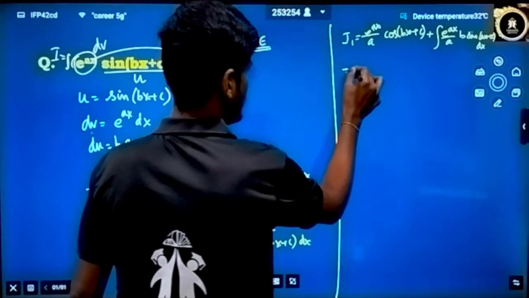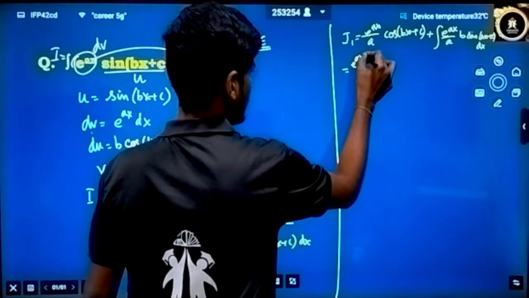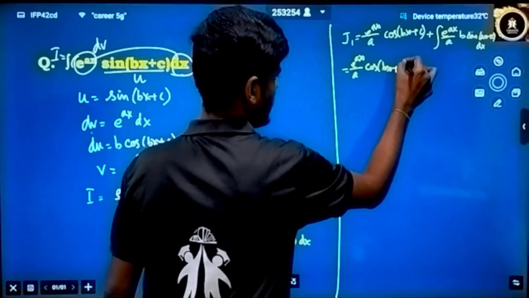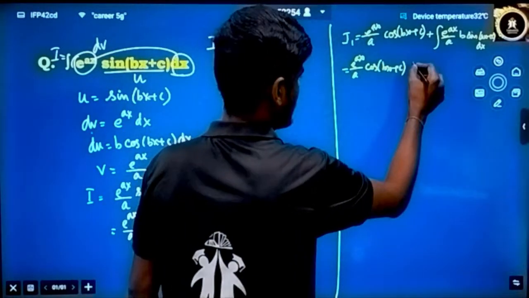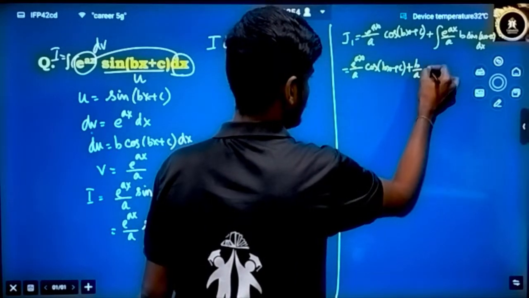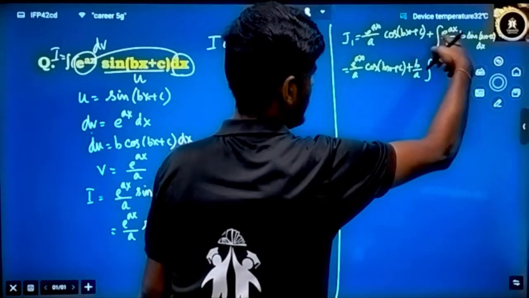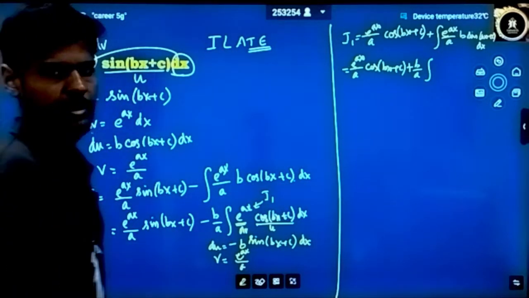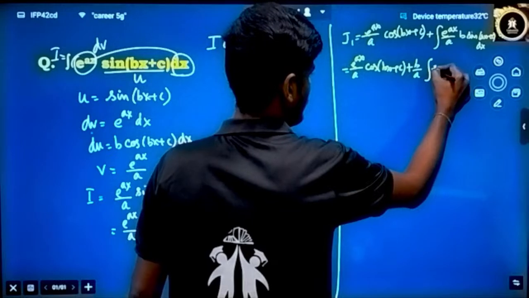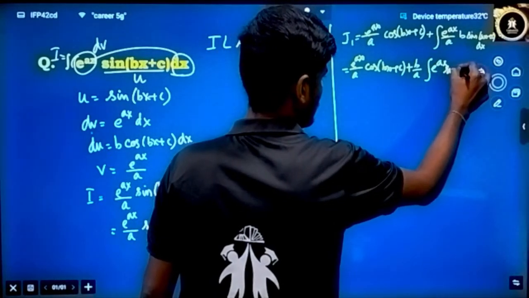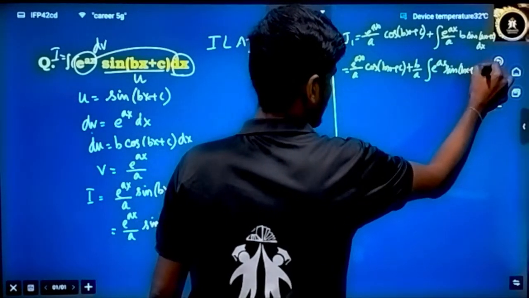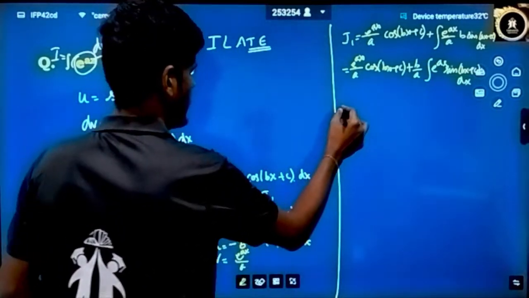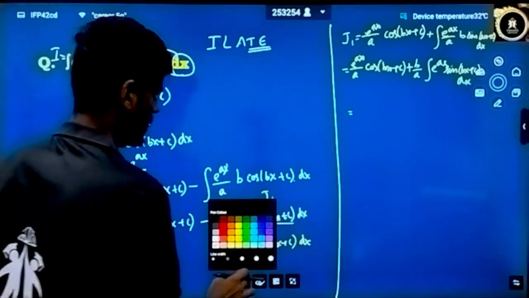So that means this will be equal to e power ax by a cos of bx plus c. Here b by a is constant, we can take it as b by a into integral of e power ax sin bx plus c dx, which is nothing but I, the original question. So finally we will get I.